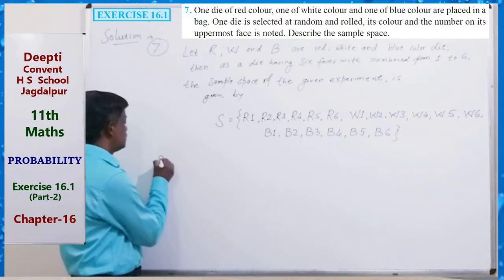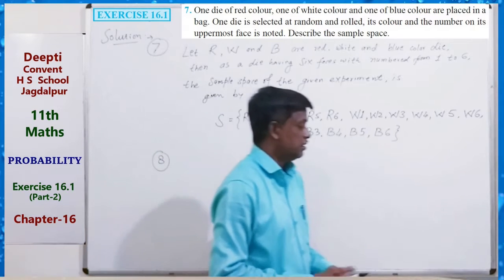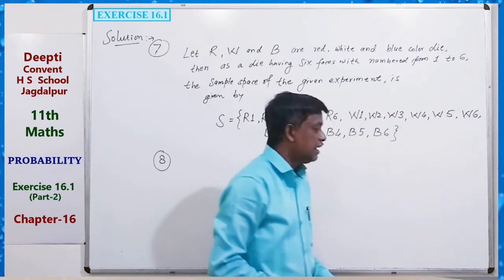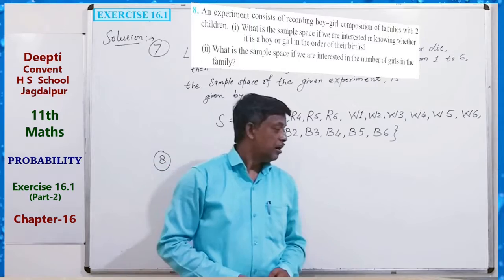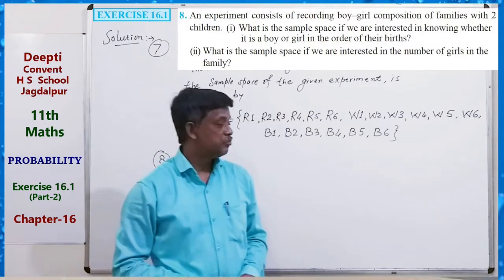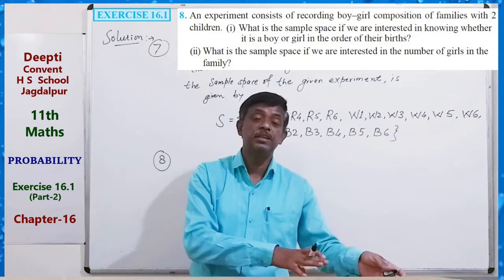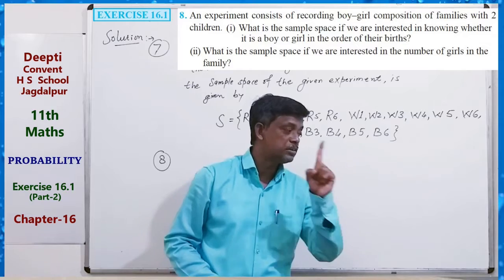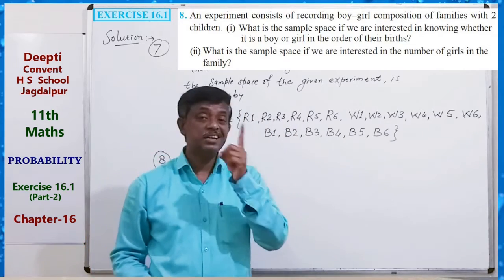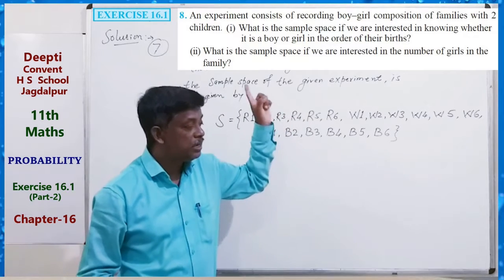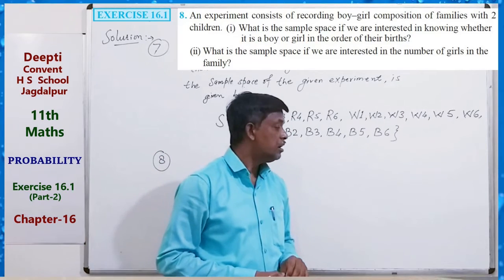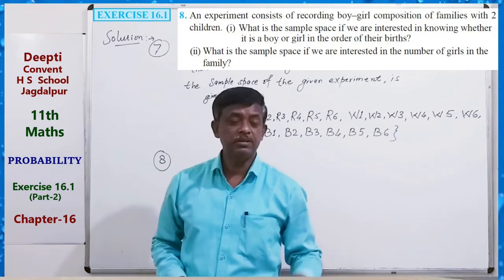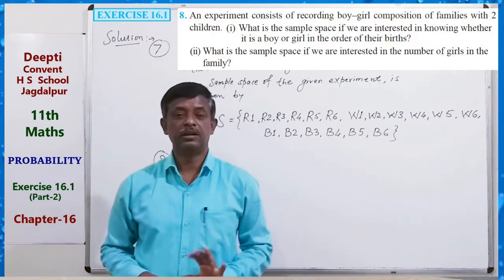Now question 8. Here question 8 is what? An experiment consists of recording the boy-girl composition of families with 2 children, meaning each family has 2 children. Okay, so what is the sample space if we are interested in knowing whether it is a boy or girl in order of their births? That means each family has 2 children, boy or girl.